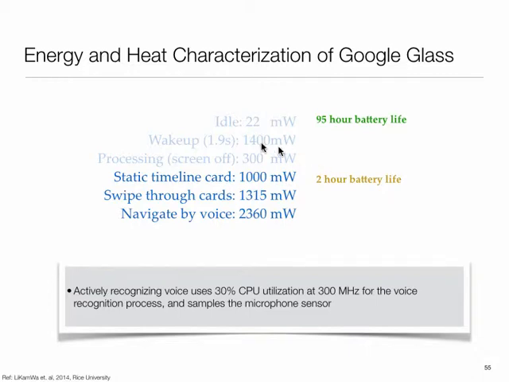Then, depending upon what is happening on the screen, if there is a static card being displayed, okay, it has this notion of cards which come up on the screen, it consumes around a watt, 2-hour battery life. Swipe through the cards, the swiping action triggers things, another 30% more power. Navigate by voice, add another watt. So the voice is significantly power hungry here, and to do these things, either the CPU utilization goes up, so more CPU is being utilized, or the frequency has to be bumped up.